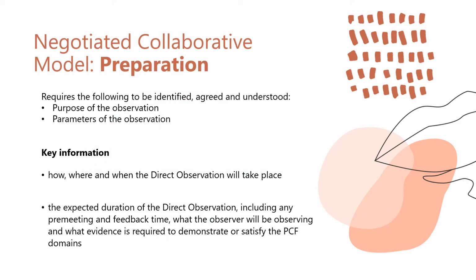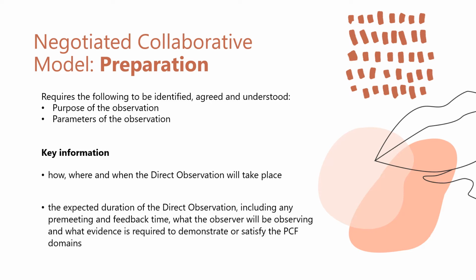So let's begin with the first step, which is preparation. We need to remember that for students, a direct observation can be a time of great anxiety, not only for them, but actually for the person observing the student, i.e. yourself. So it's important to ensure that the purpose of the direct observation is clear and that you have agreed that with the student.